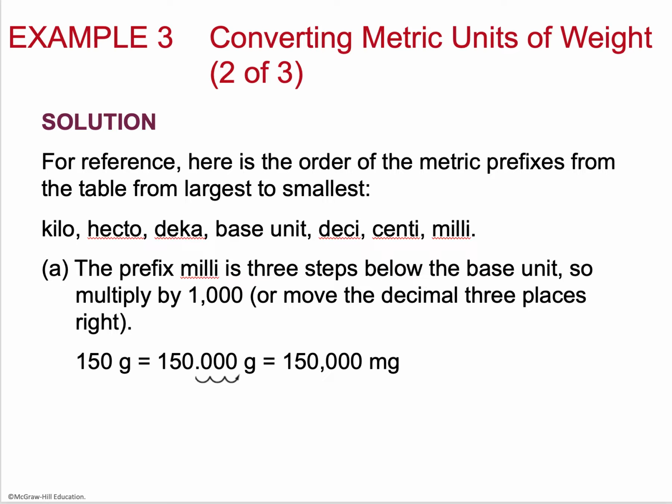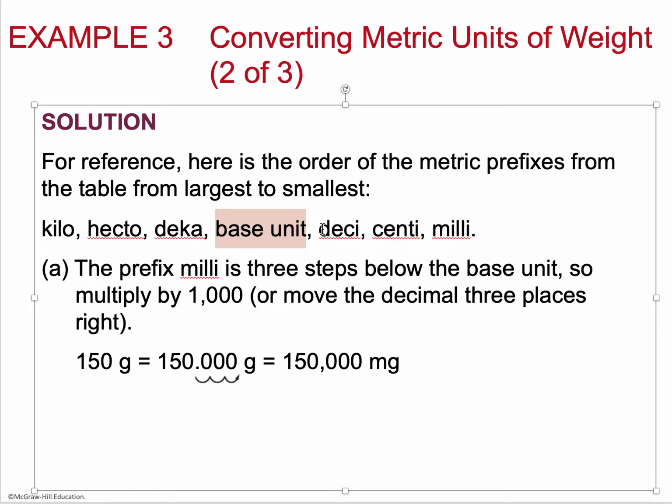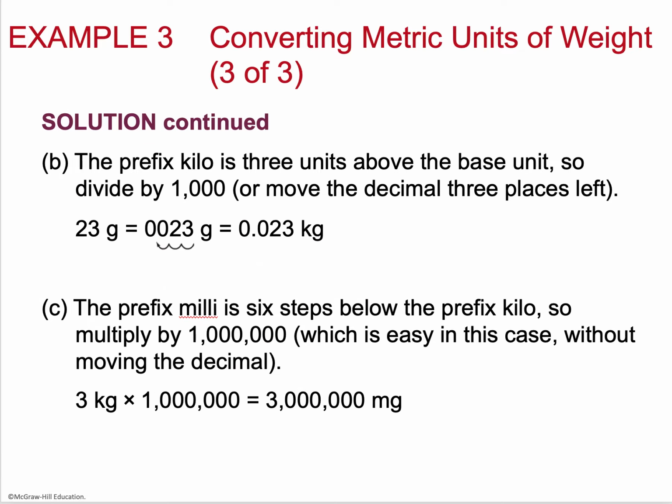So the prefix milli is 3 steps away from the base unit, which means I would multiply by 1,000. So here's base unit, 1, 2, 3. So 10, 100, 1,000. That's how I'm coming up with 1,000 there. So I do 150 times 1,000, which is 150,000 milligrams.